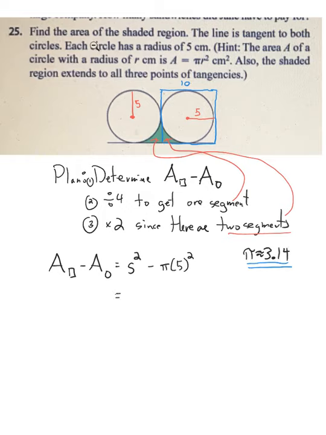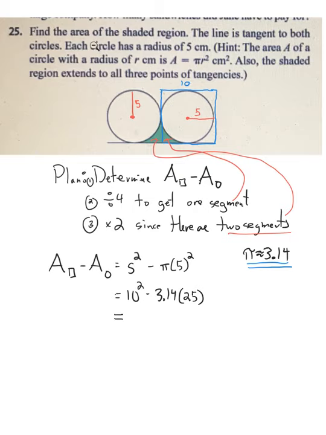Okay. So the length of the side of the square is 10 centimeters. So it's going to be 10 squared minus 3.14 times 5 squared. And just remember, with the order of operations, we're just squaring the r here, not the pi times r. So it's pi times r squared, not pi times r, squared. Remember, you have to do the exponent before you do the multiplication by pi. So this is going to be 3.14 times 5 squared. 5 times 5 is 25.